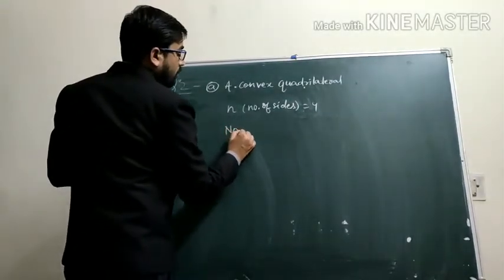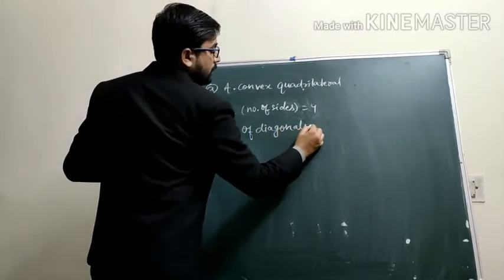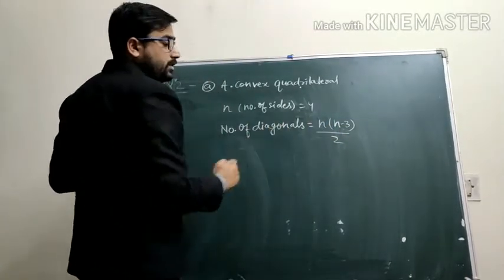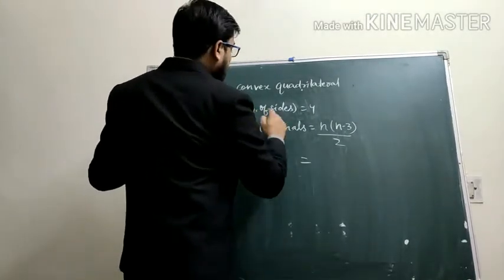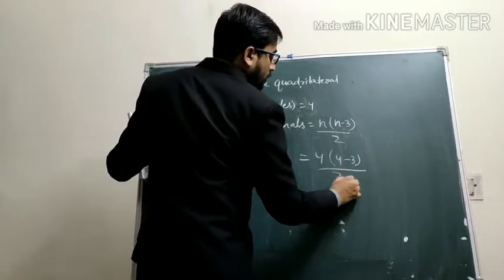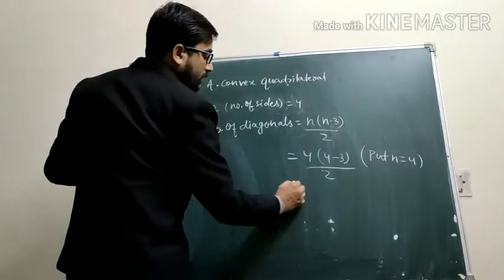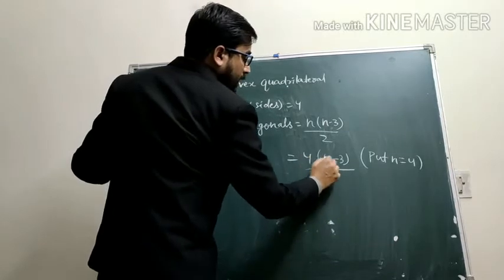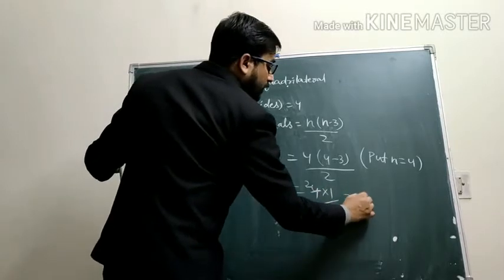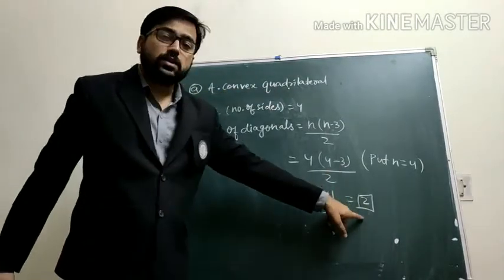So find number of diagonals is equals to formula n into n minus 3 upon 2, where n is the number of sides. So put n equals to 4, 4 into 4 minus 3 upon 2. Now what we get? 4 bracket 4 minus 3 gives 1, 4 into 1 divided by 2, cancel out, what we get? 2. That means number of diagonals in convex quadrilateral is 2.